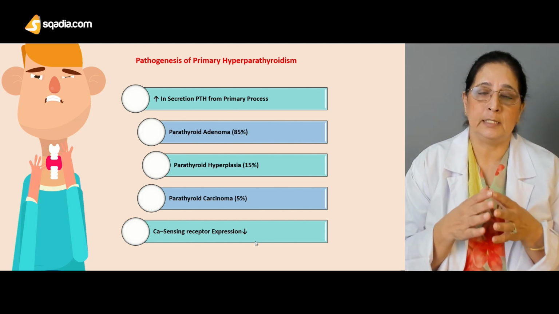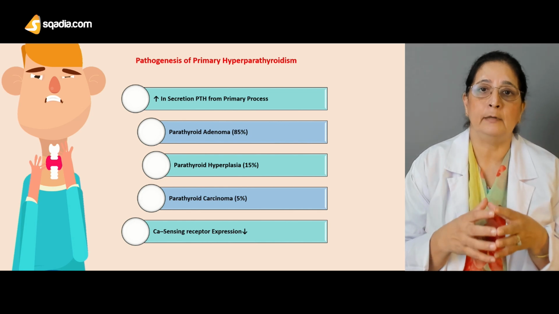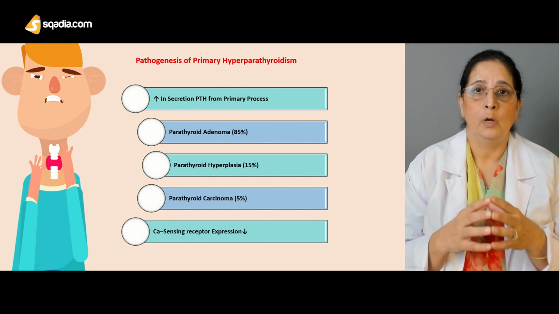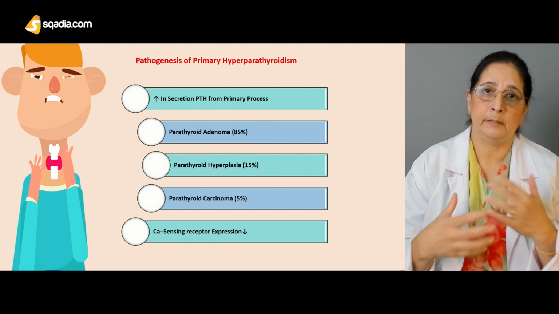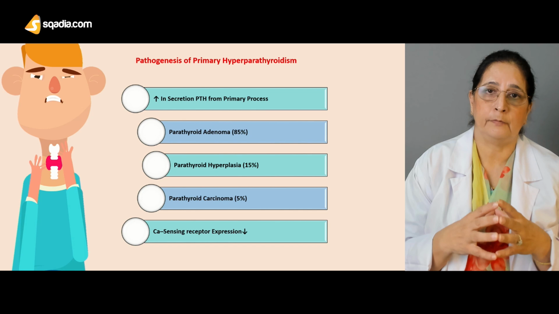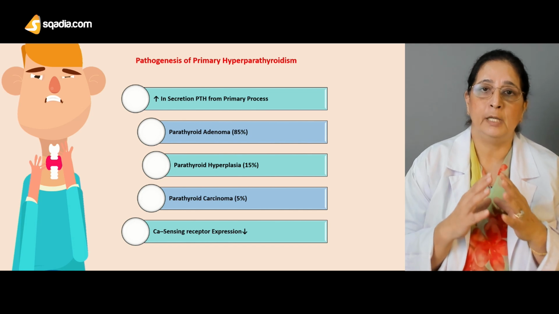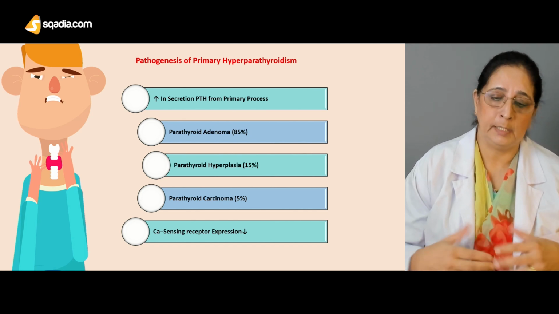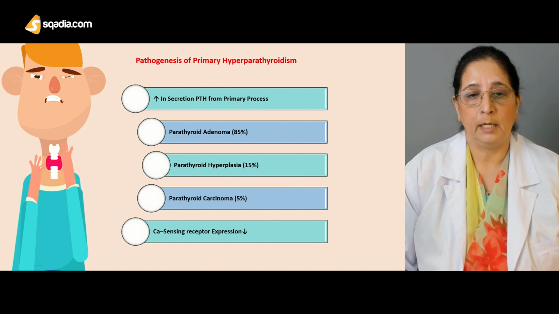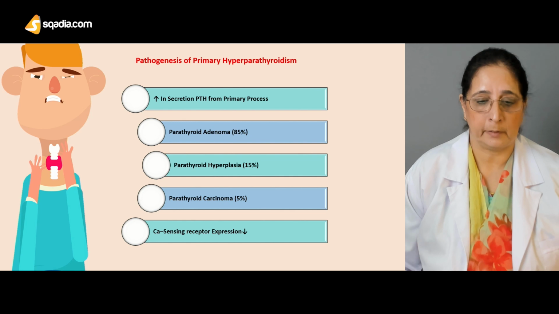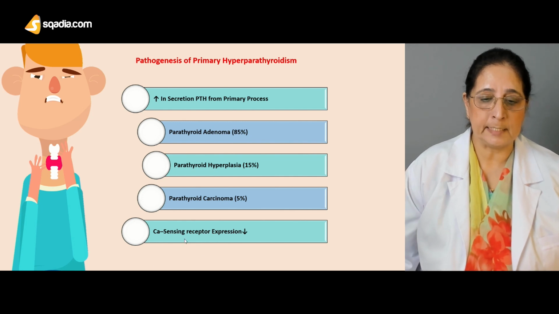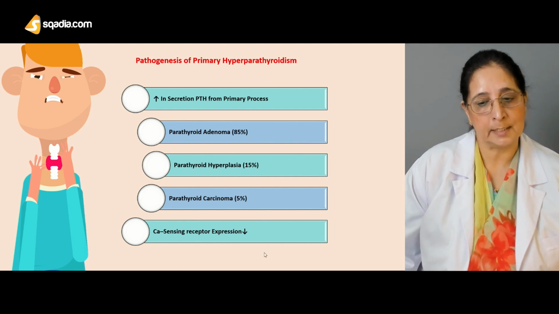This is the case even if the calcium level is not low or increased; the sensors that can receive the signal from the calcium are affected. If they are not responding properly, then we again have primary hyperparathyroidism. So calcium sensing receptor expression is decreased.